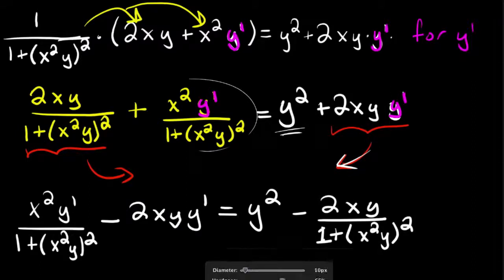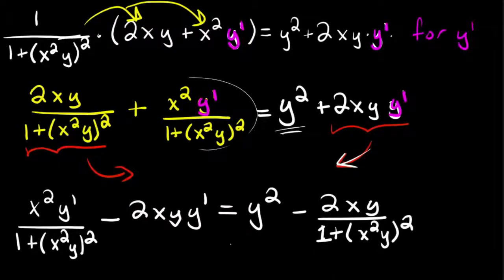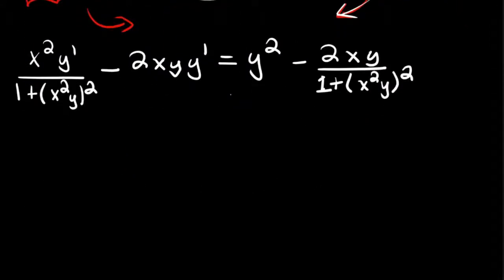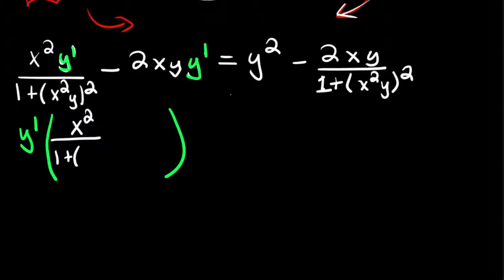Okay. And then my usual, I'm going to now factor my y prime. So I've got a y prime here and a y prime right there. So I'm going to factor it out, leaving me inside with all of these guys that are left over. So I'm going to have an x squared over 1 plus x squared y squared minus 2xy is equal to, and this I'm just going to write down again.